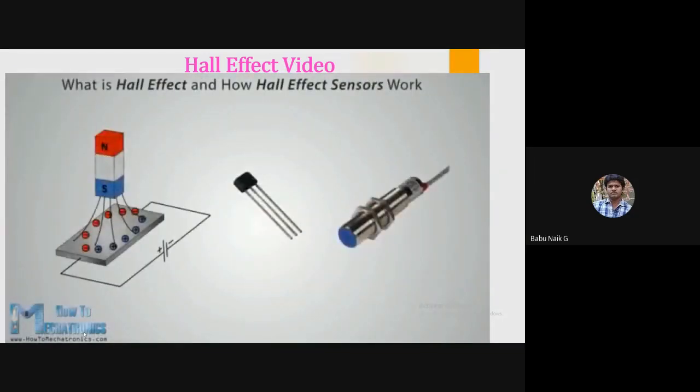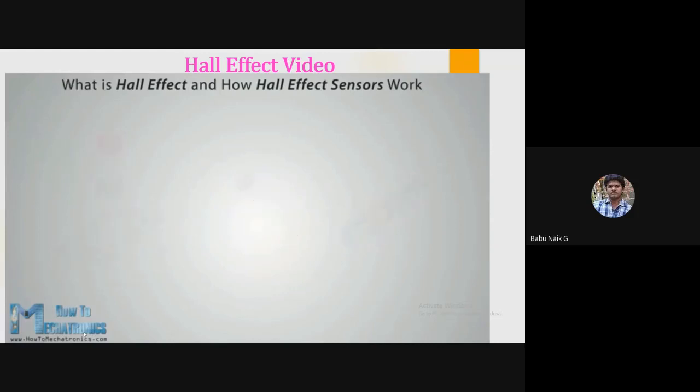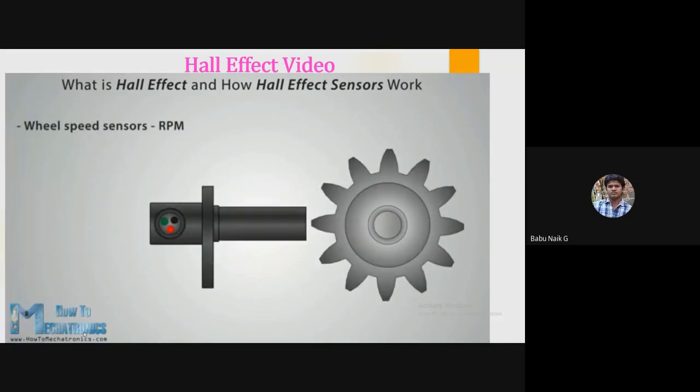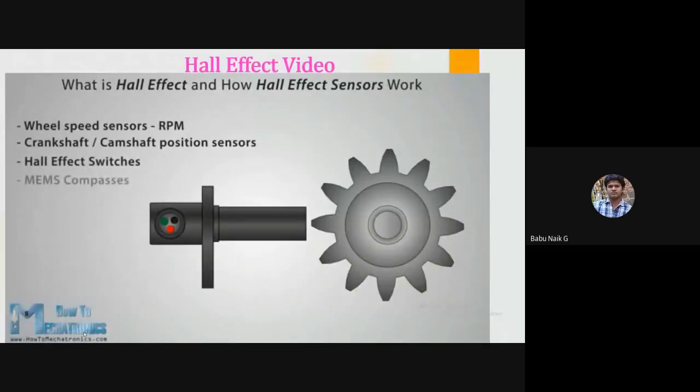Hello, Dan Milowski here from howtomechatronics.com. In this video, we will learn what is Hall effect and how Hall effect sensors work. The Hall effect is the most common method of measuring magnetic field, and the Hall effect sensors are very popular and have many contemporary applications. For example, they can be found in vehicles as wheel speed sensors, as well as crankshaft or camshaft position sensors. Also, they are often used as switches, MEMS compasses, proximity sensors, and so on.